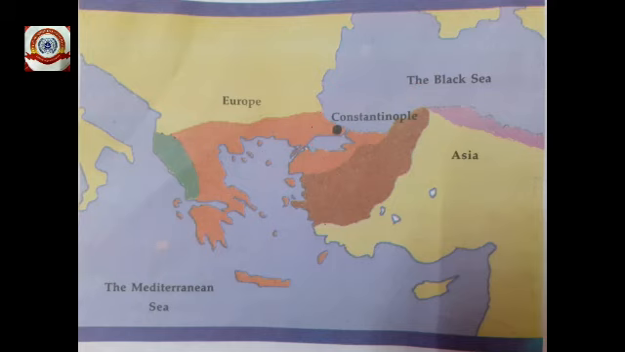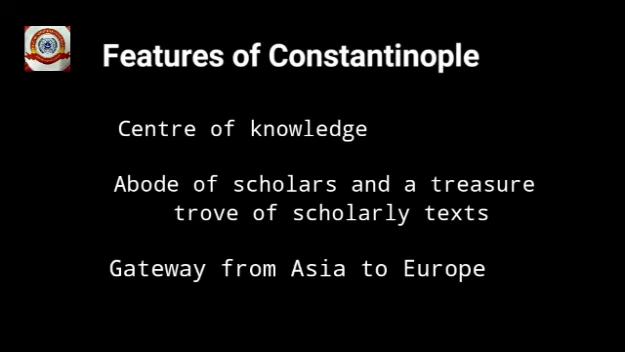Let's find out why. Important features of Constantinople. It was a city which was the center of knowledge. A lot of scholars lived there and they produced scholarly textbooks. And it was also a gateway from Asia to Europe. Many people traveled from Asia to Europe through Constantinople.